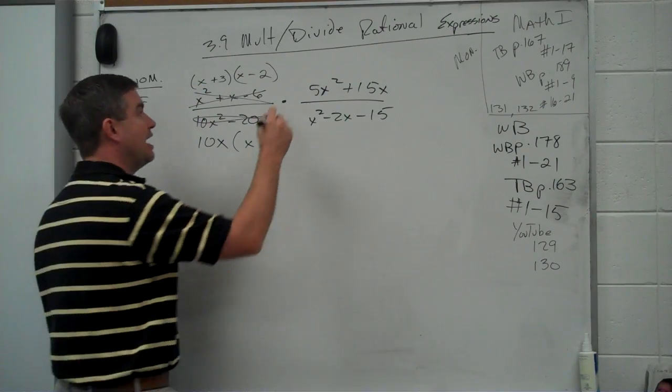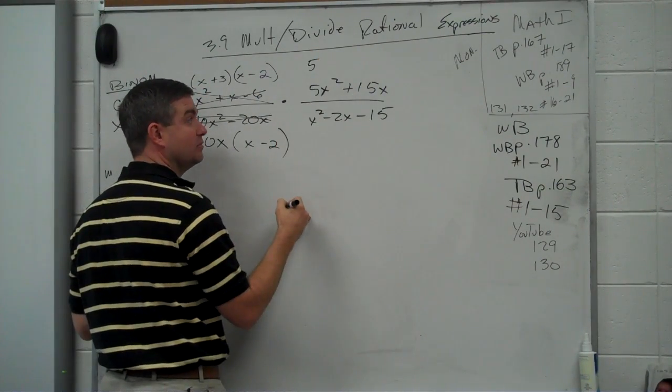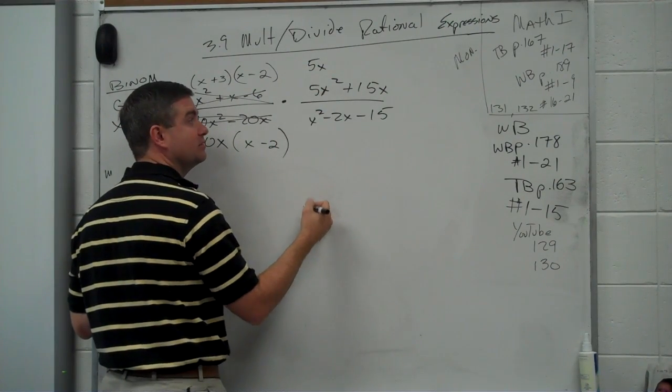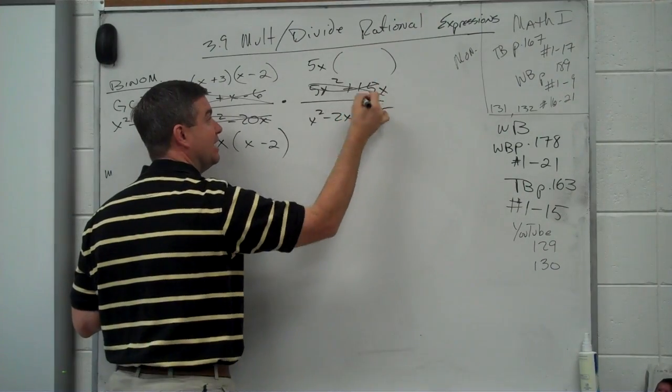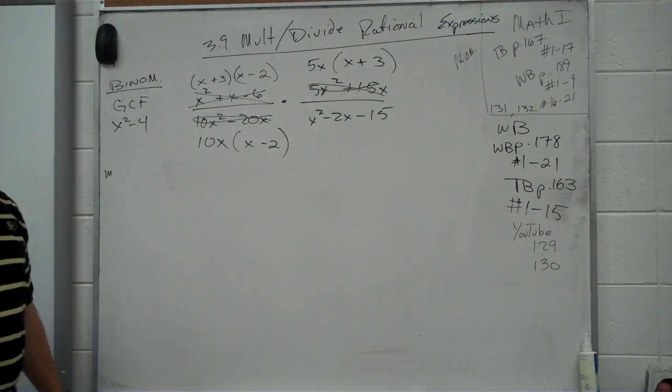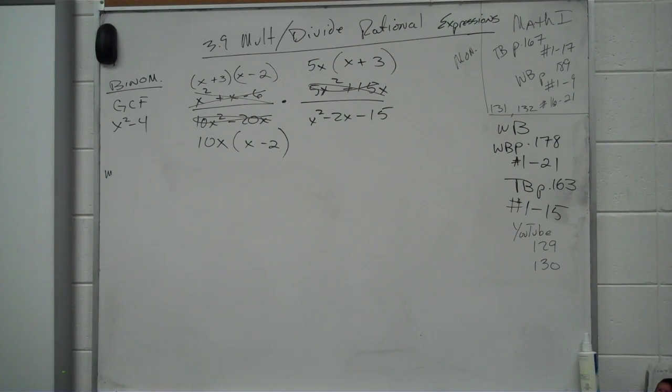Factor, factor. I can pull out a GCF of what? 5x, right? I pull out a 5x and what's left? x plus 3. I pulled out a 5x because it was a GCF and I'm left with x plus 3.